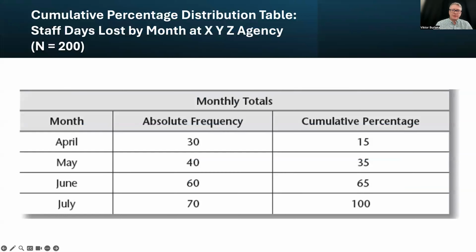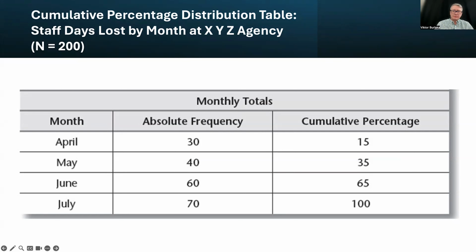Here we have a practical example of using cumulative percentages, this time with staff data. The table shows the cumulative percentage of staff days lost by month at an agency. This type of data is important for understanding trends in staff productivity or issues like absenteeism.